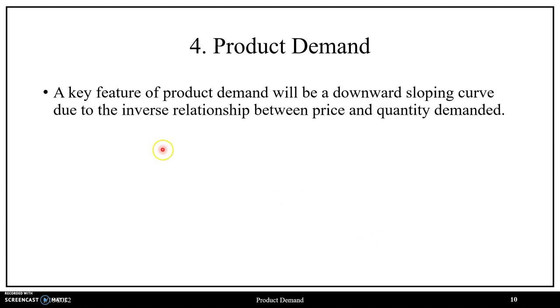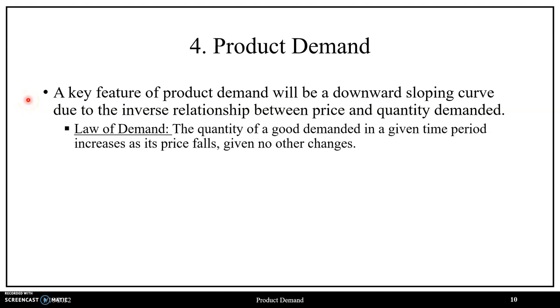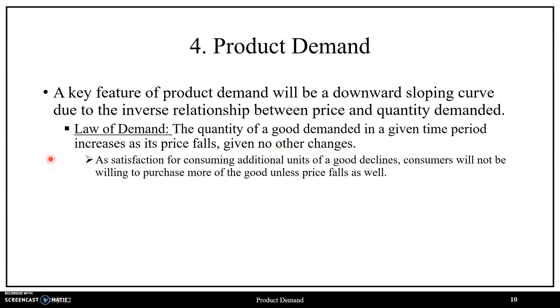Now, in terms of product demand, a key feature of it is that it is downward sloping due to the inverse relationship between price and quantity demanded that we can state via the law of demand. That is, the quantity of a good demanded in a given time period increases as its price falls, given no other changes, or ceteris paribus. That is, as satisfaction for consuming additional units of a good declines, consumers will not be willing to purchase more of the good unless price falls as well.